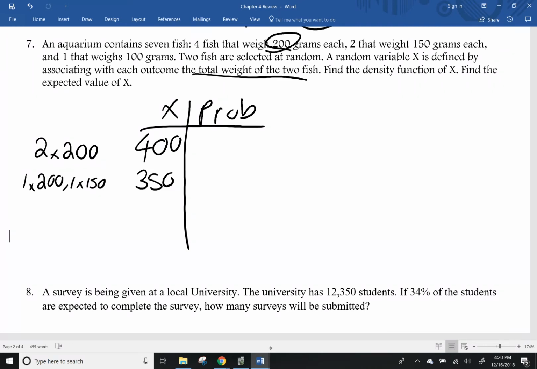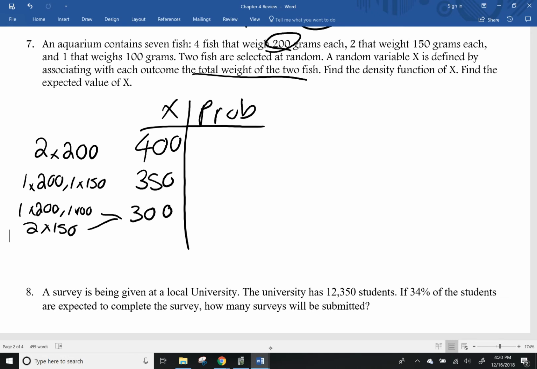I could choose a 200-gram fish and a 100-gram fish for 300 grams of fish, but I could also do two 150-gram fish for 300 as well. So there are two ways I could get 300 grams of fish. I could choose a 200 and a 100, or I can choose two 150s. Both of those total up to 300 grams. So there's a couple ways I can get 300.